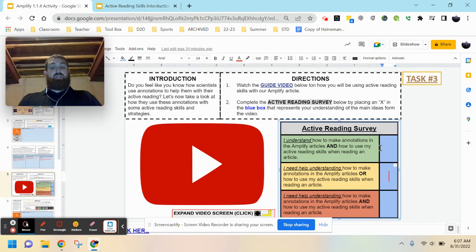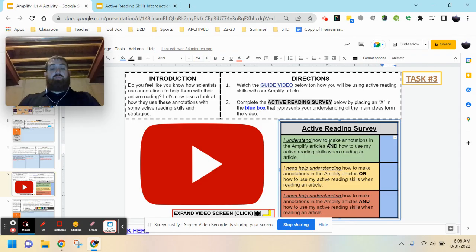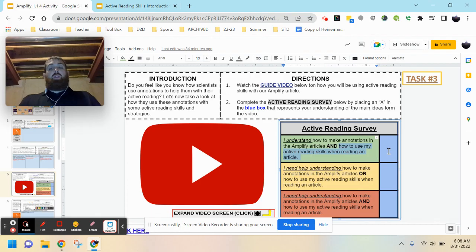So take a second, ask yourself, do you know how to make annotations in the Amplify article? Do you understand how to use your active reading skills when reading the article? Those different types of annotations. Put your X where you fall. Reach out if you have questions, and good luck.